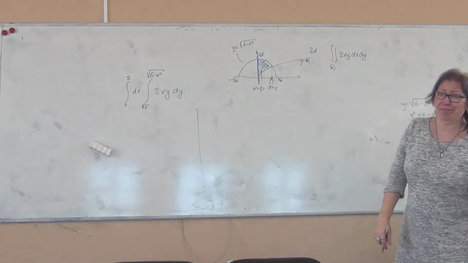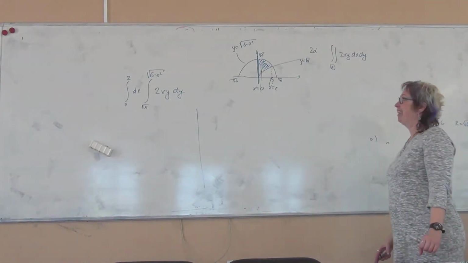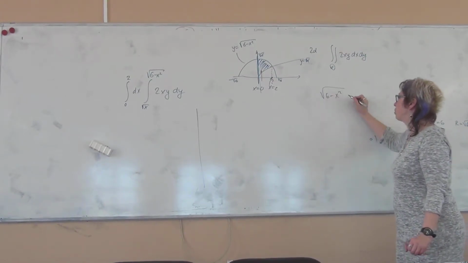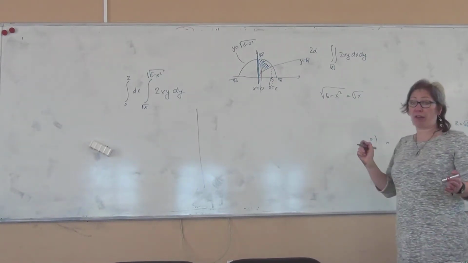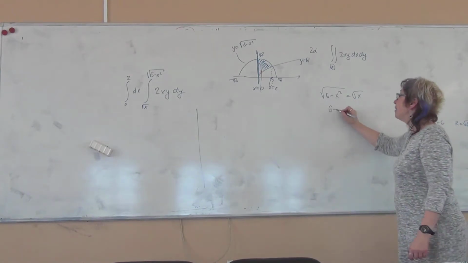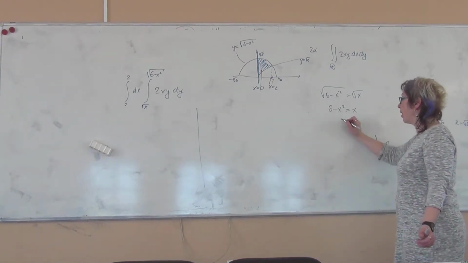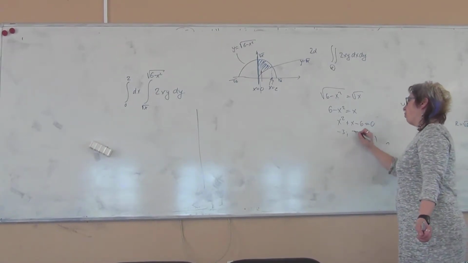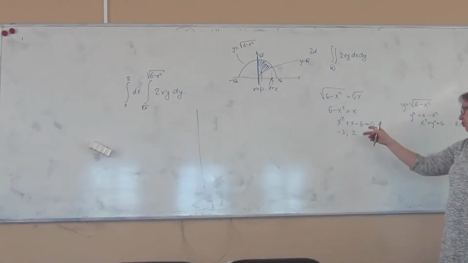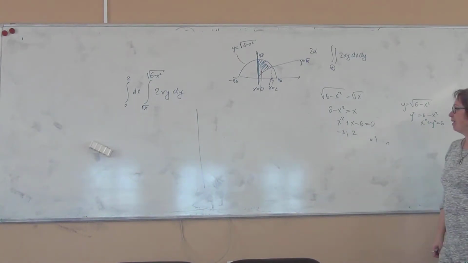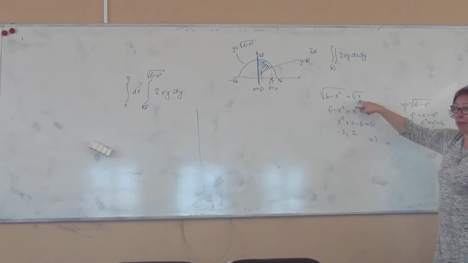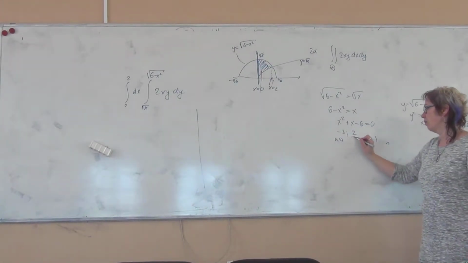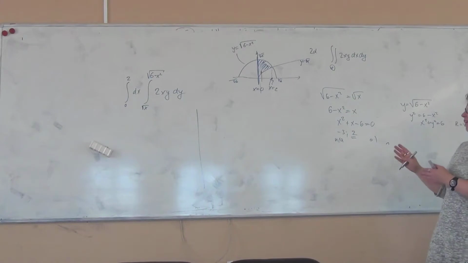I guessed. Well, okay, we can do it like this. The square root of 6 minus x squared must be equal to the square root of x at the intersection point of these functions. 6 minus x squared is equal to x, so x squared plus x minus 6 is 0, giving minus 3 or 2. Minus 3 is on the wrong side, so we have 2. Minus 3 doesn't work, by the way. You can't find the root of minus 3. So it's only 2.